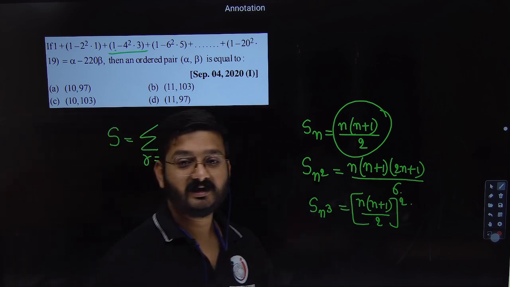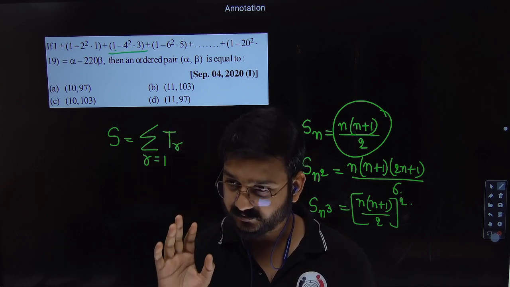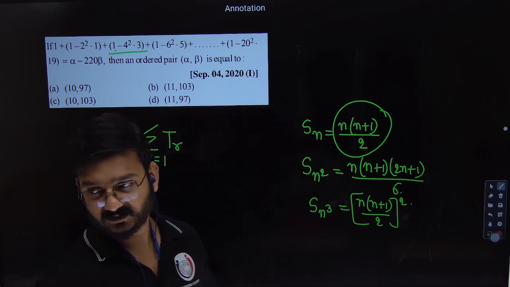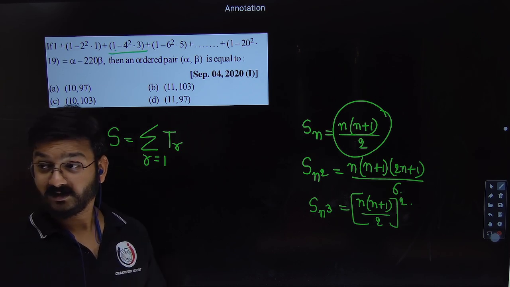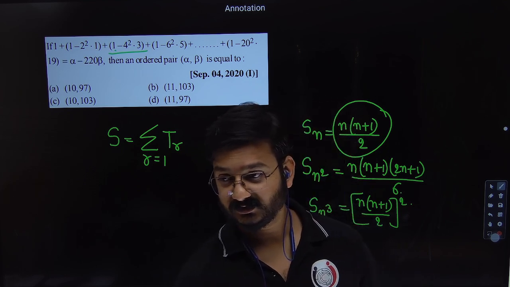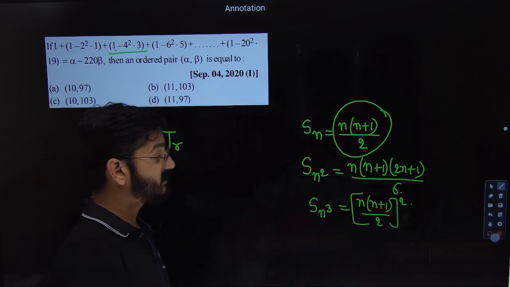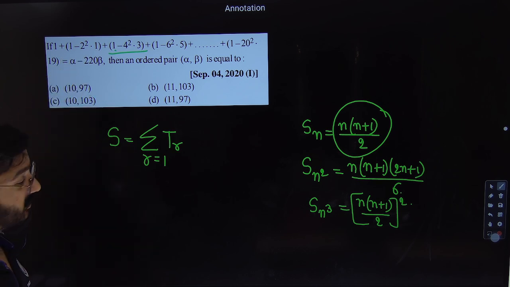1 to 19, all the odd numbers. Only odd, we'll add that. But 1 to 19, how many terms are there? All odd terms. How many terms? 10. And this extra term, how many terms are there?